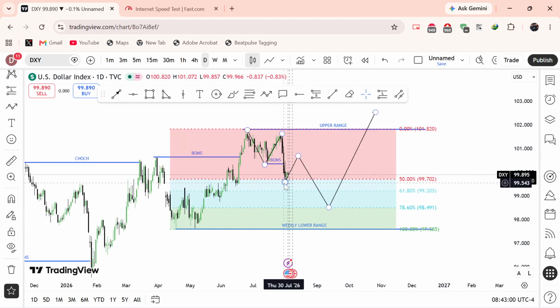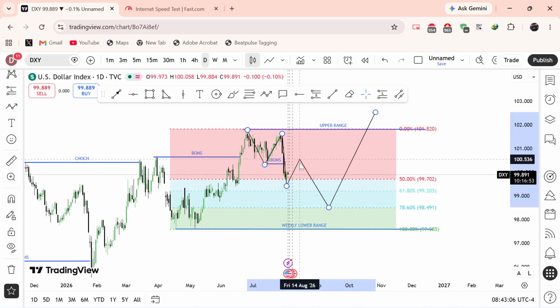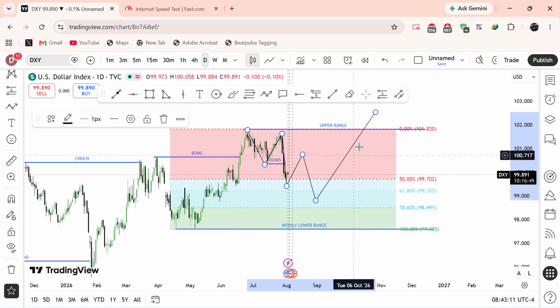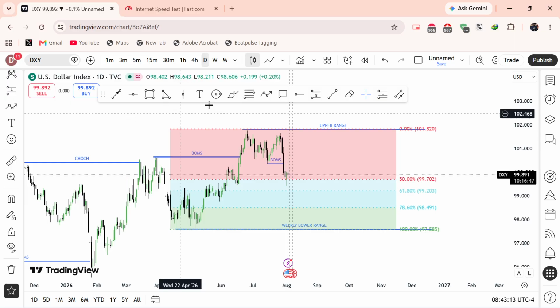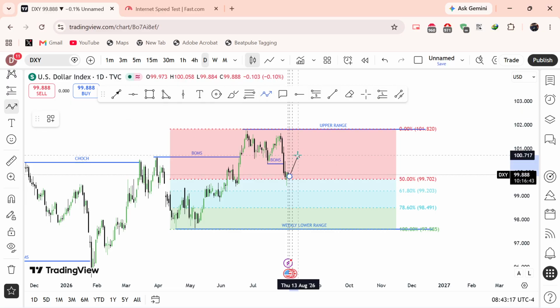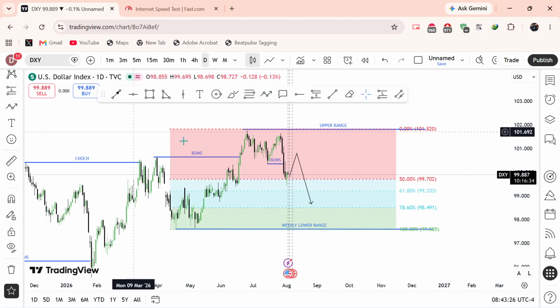Maybe the market to pull back before NFP, the market to pull back to these areas of premium before a drop. So this is my anticipation overall this week. A pullback to premium before a drop to discount. So this is my anticipation on DXY.